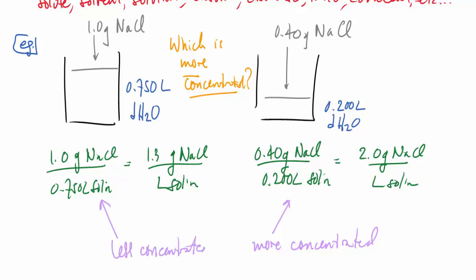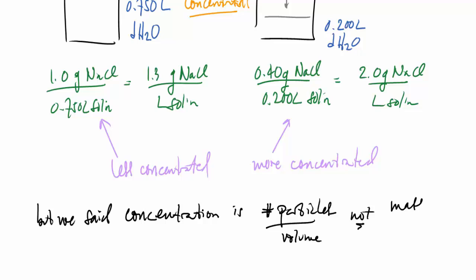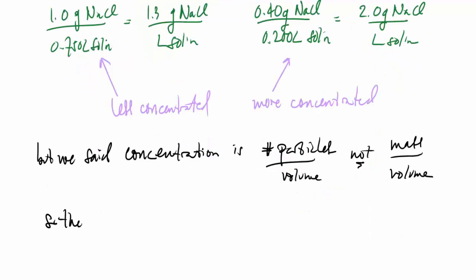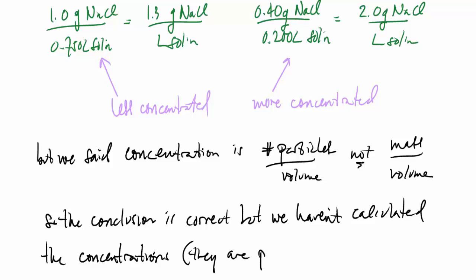There are more particles per liter of solution. But we said concentration was number of particles per volume and not mass per volume. So the conclusion is right, but we haven't really calculated the concentrations themselves. The concentrations will be proportional to these mass per volume calculations we've done up there.